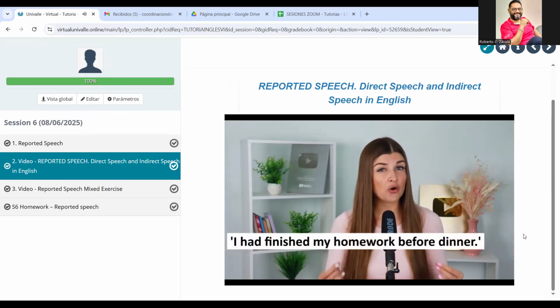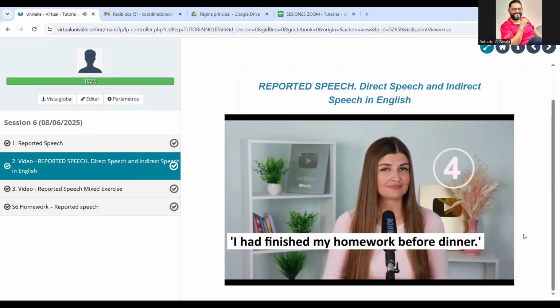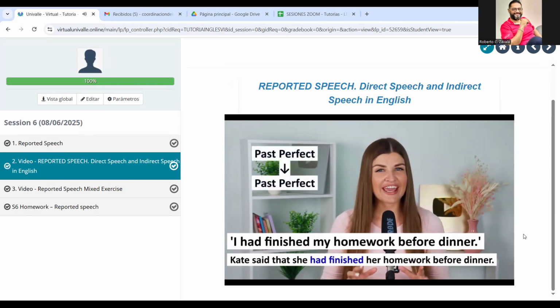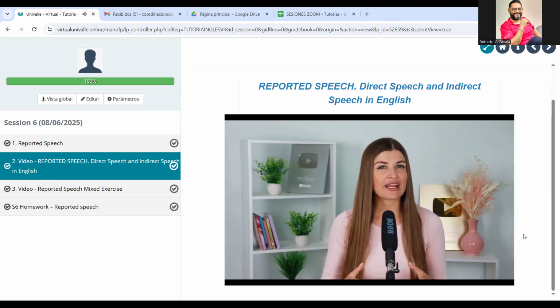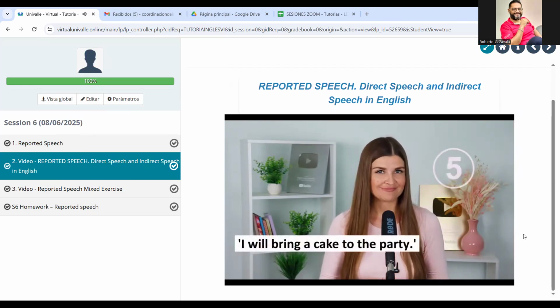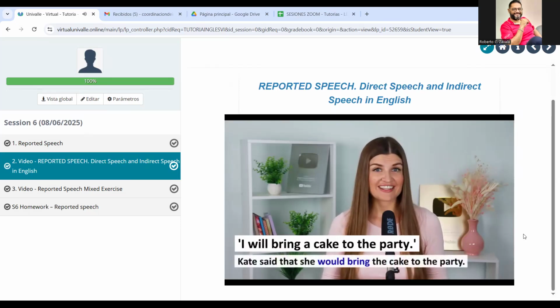I had finished my homework before dinner. Kate said that she had finished her homework before dinner. Remember that we can't change the past perfect tenses. There are no changes in this sentence. Now let's practice with will and would. I'll bring a cake to the party. Kate said that she would bring the cake to the party.